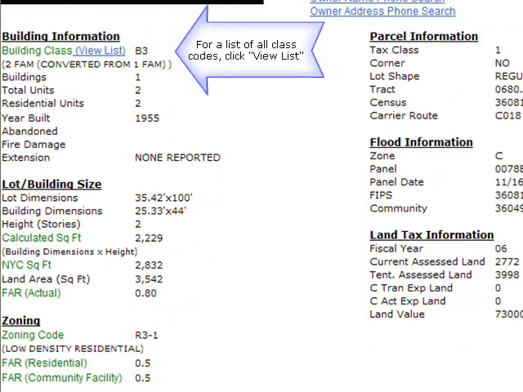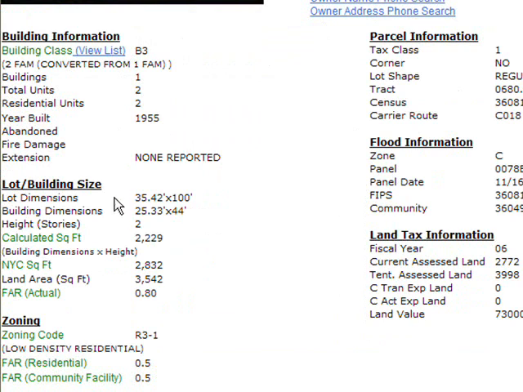Below all this, we have the rest of the property report, including the building information, which includes the classification, number of buildings on the lot, number of units, residential units, year built, and other details. The lot and building size, including the lot dimensions, the building dimensions, and the height.